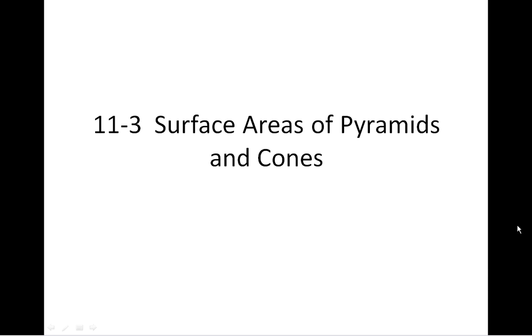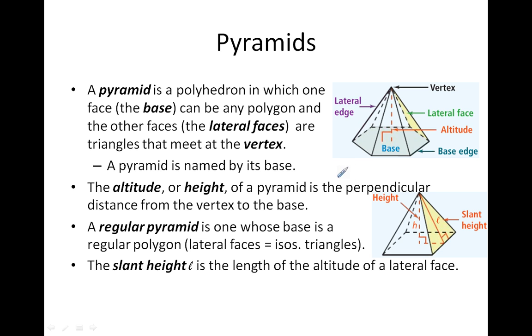A pyramid is named by the shape of its base. So this pyramid at the top, because its base is a hexagon, is a hexagonal pyramid. The pyramid at the bottom, because its base is a square, is referred to as a square pyramid. In fact, this is the type of pyramid that the pyramids in Egypt are. They are all square pyramids. If the base is a regular polygon, then the whole figure is referred to as a regular pyramid.